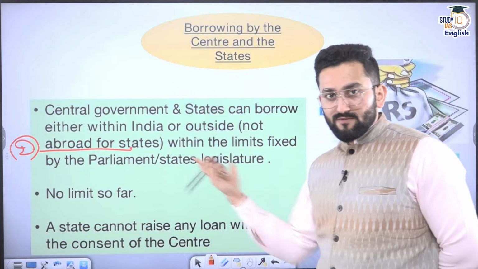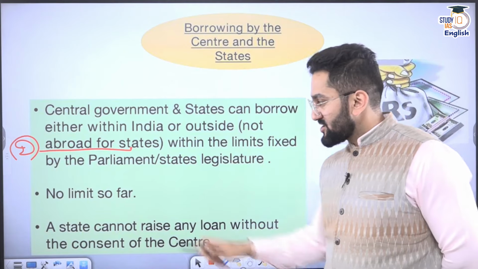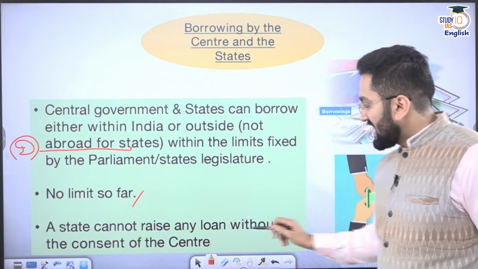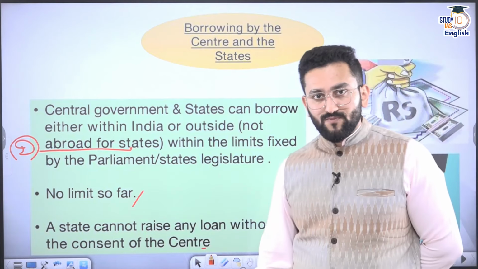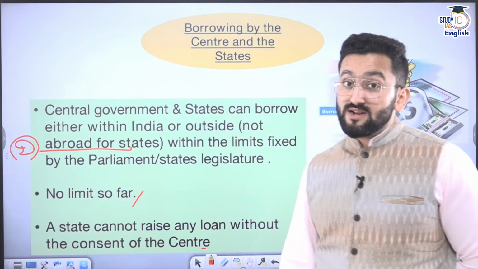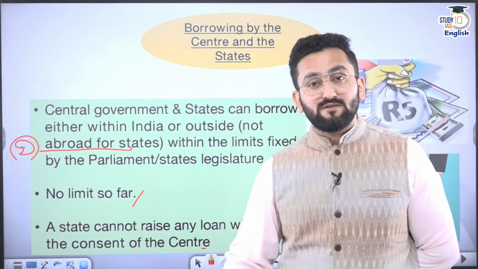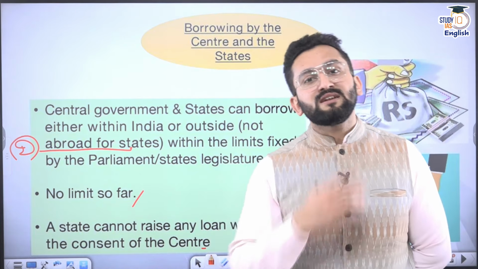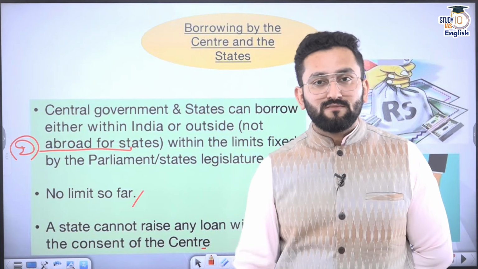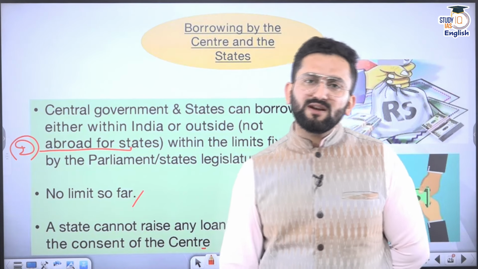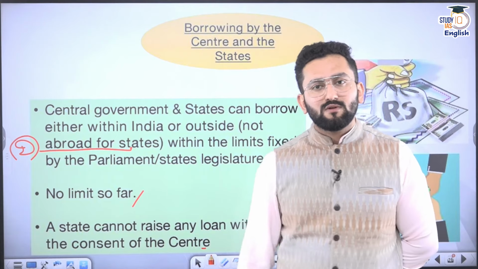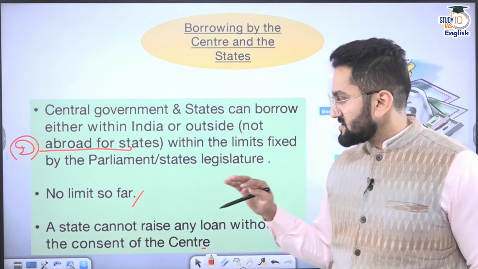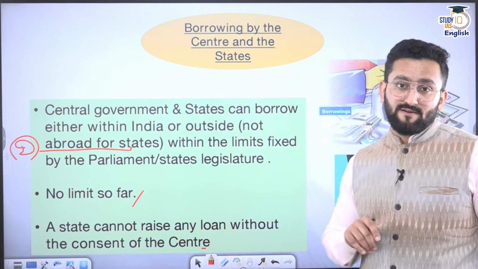When it comes to limit, limit can be fixed by Parliament, state legislature. No limit so far as I told you, no law has been made. A state cannot raise any loan without the consent of the center. And the reason is, it may be possible that a state government has already taken loan from center. And now state government is taking loan from other central government body, say RBI. So central government will say, you have already taken loan. Why you're taking additional loan? Just tell us how you are going to repay, how you are going to maintain your sound financial balance. So that's why this provision has been added.